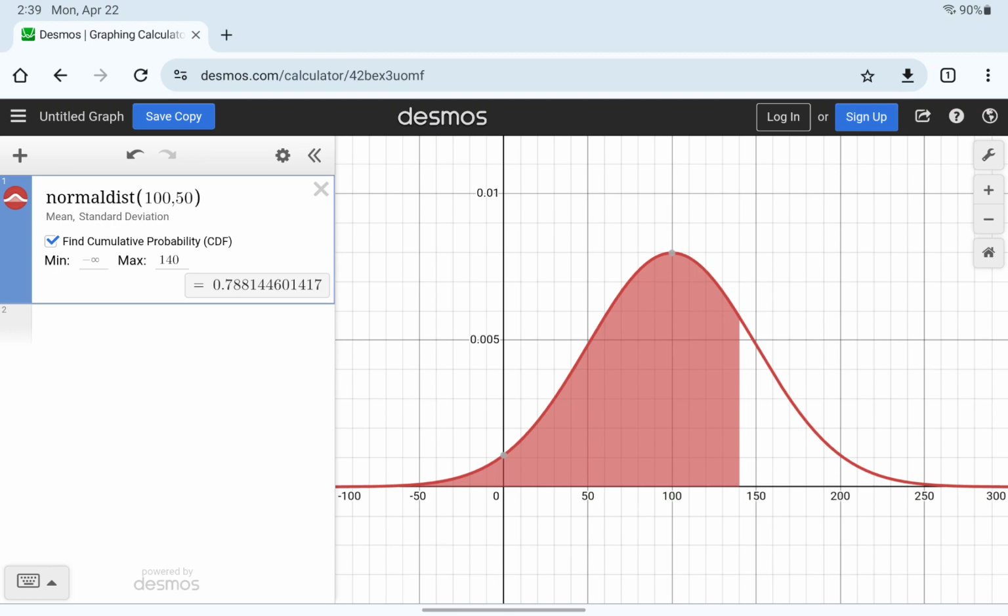In part B, we're asked to find the probability that x is greater than or equal to 160. So we'll delete that maximum value and enter in a minimum value of 160 to get a probability of 0.1151. And in part C, we want the probability that x is between 60 and 80. So we'll enter 60 as that minimum, 80 as the maximum to get 0.1327.